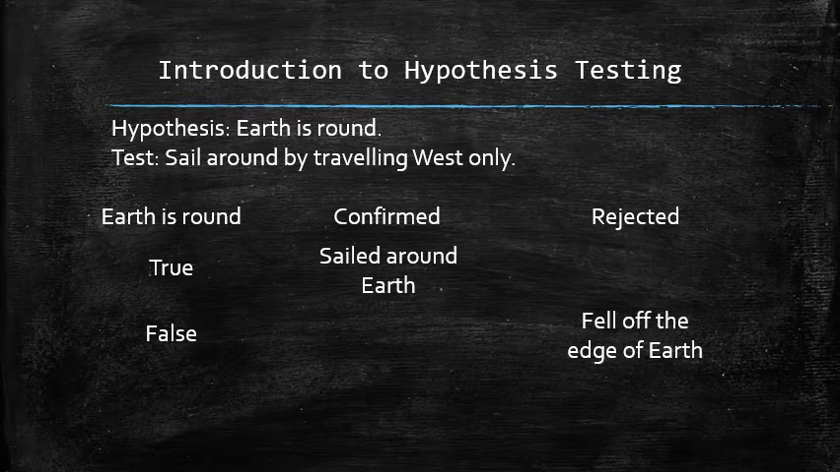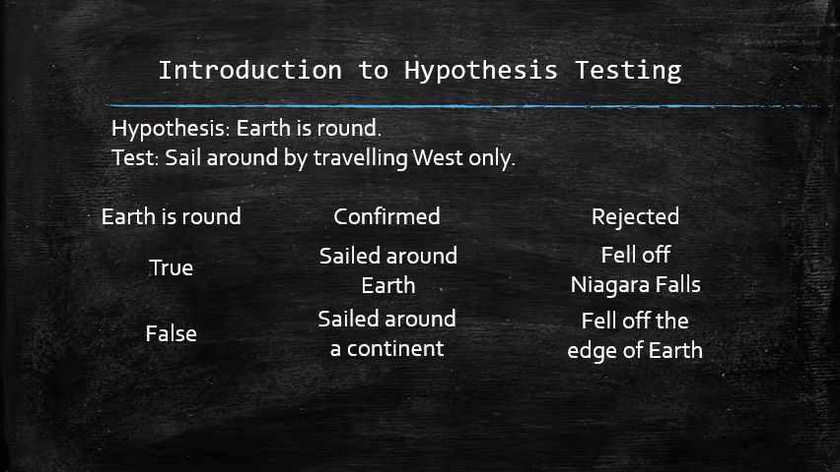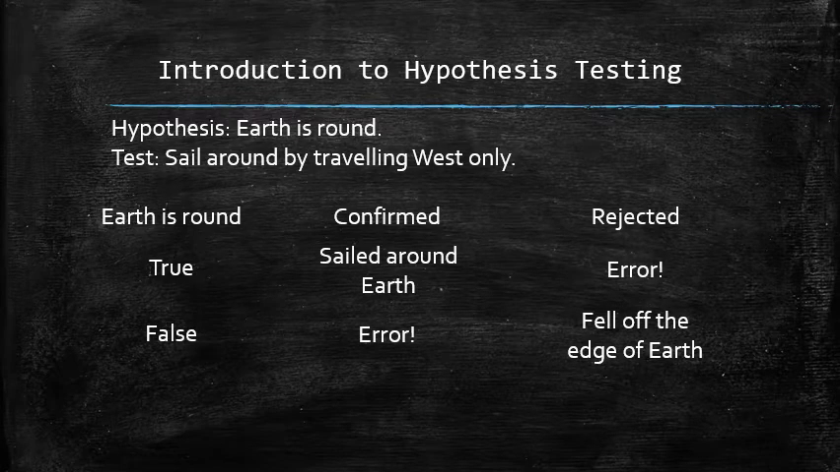But is it possible that something goes wrong? What if Earth is round, but the boat falls off Niagara Falls? Then we would believe that it fell off the edge of Earth, and for a wrong reason, we would have to reject the hypothesis that is true. On the other hand, what if Earth is flat, and the expedition only sailed around the continent due to a compass malfunction? Then we would believe that it sailed around Earth, and for a wrong reason, we would have to confirm the hypothesis that is false. If either one of these scenarios was to happen, then the testing procedure would return the wrong result.